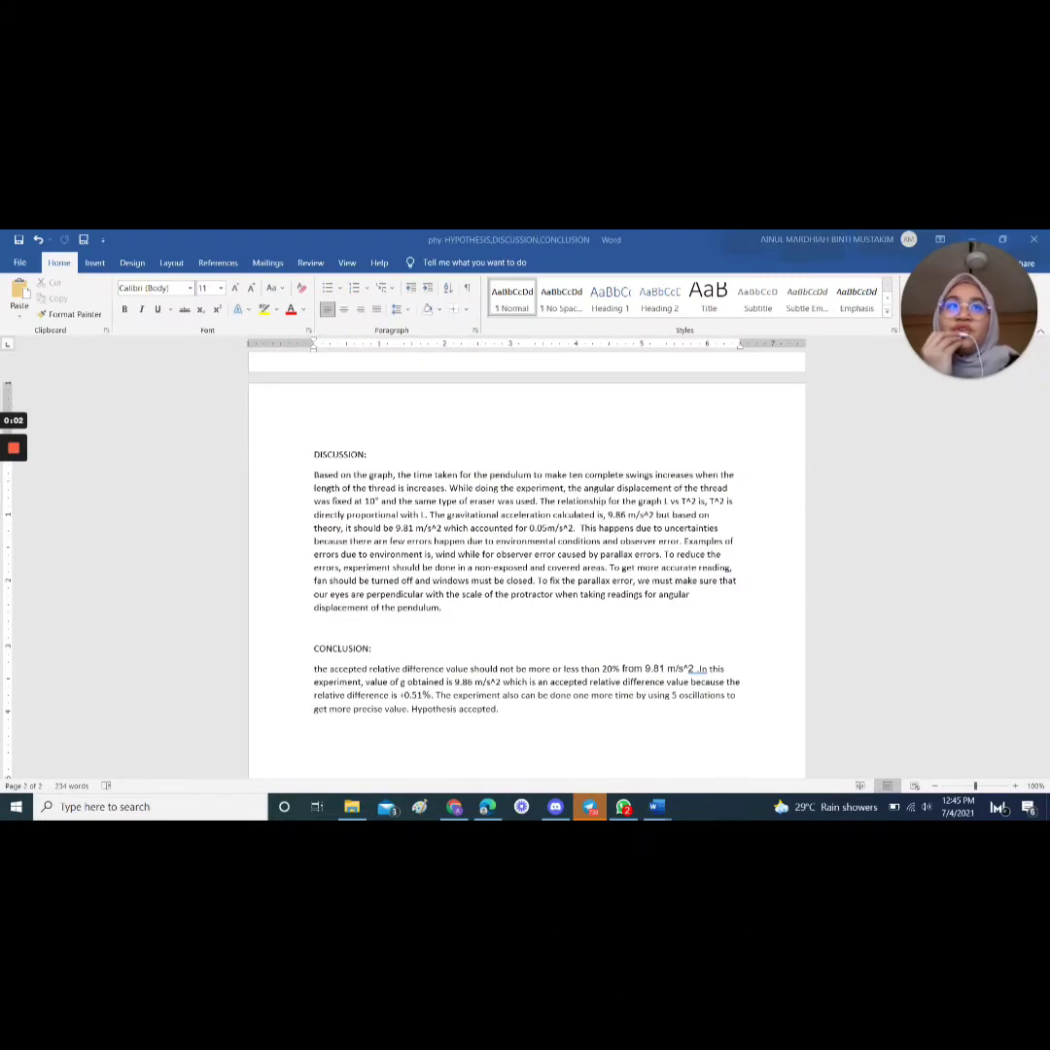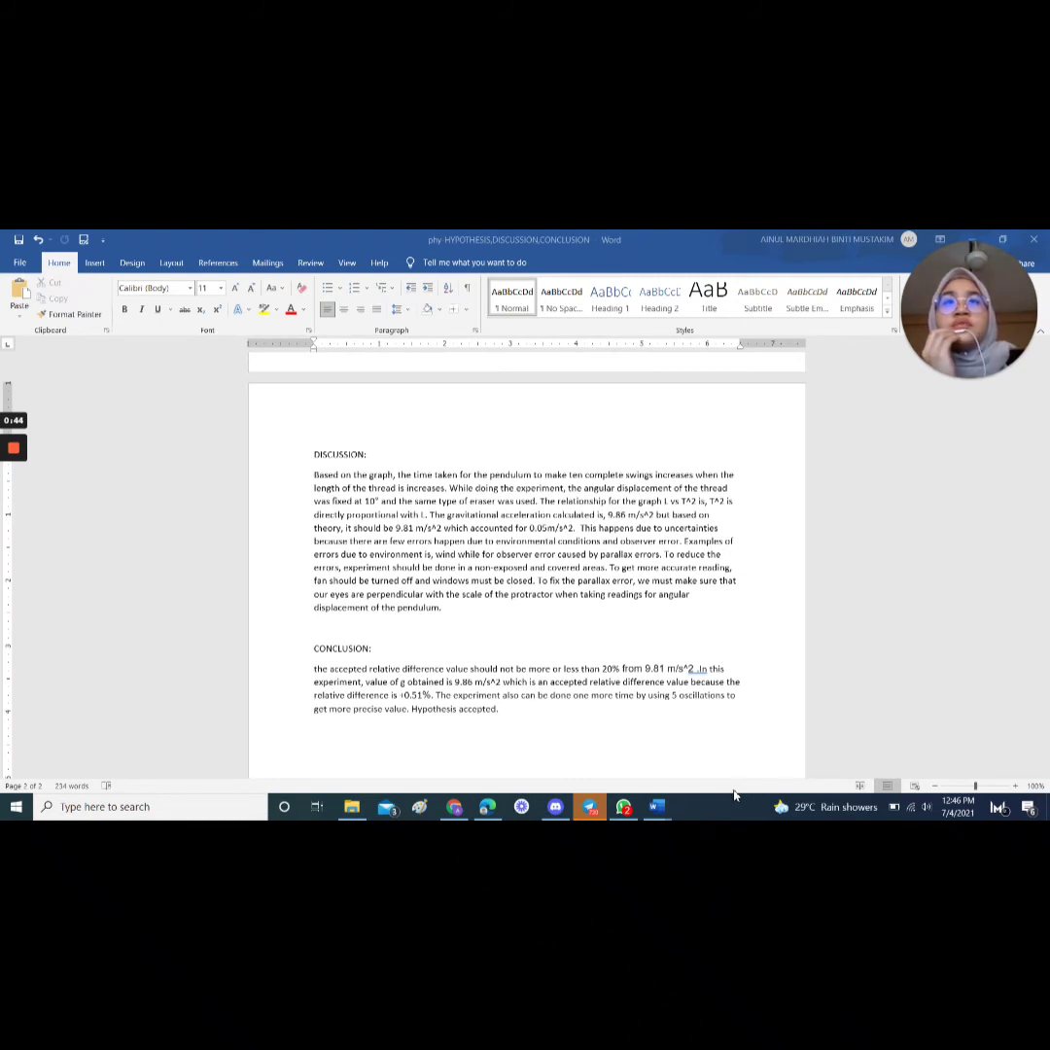So next, I will take over for the discussion and the conclusion part of the experiment. For the discussion, based on the graph, the time taken for the pendulum to make 10 complete swings increases when the length of the thread increases. While doing the experiment, the angular displacement of the thread was fixed at 10 degrees by using a protractor, and the same type of eraser was used as the weight for the pendulum. The type of eraser that we used in this experiment is a Faber-Castell eraser with the same size and same weight.